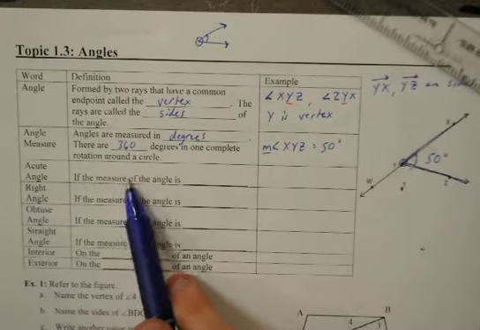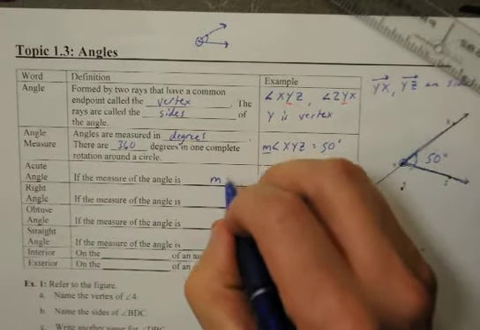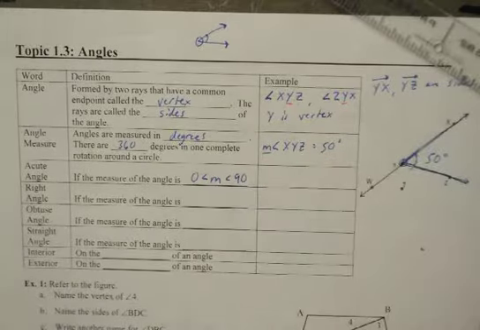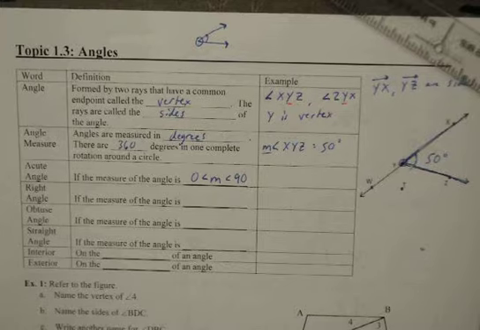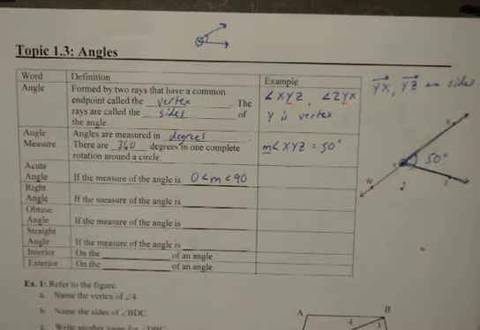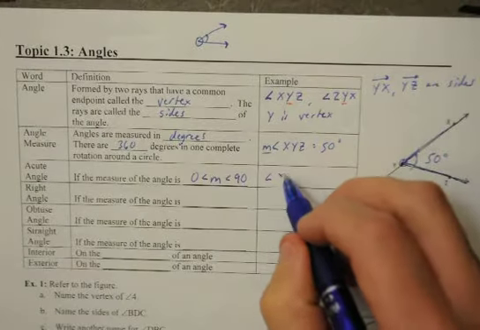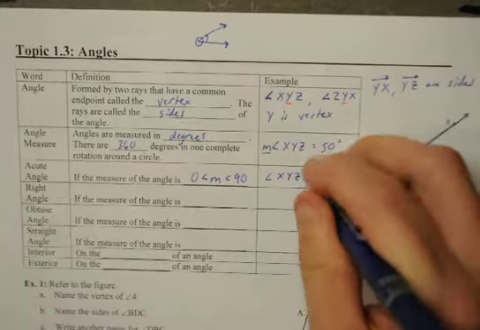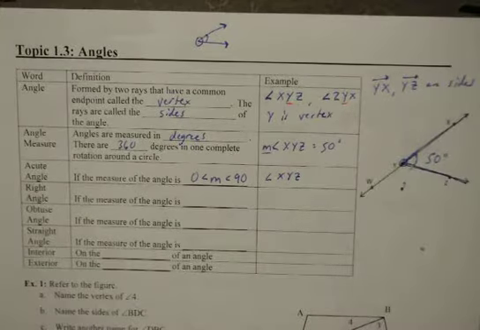An acute angle is if the measure is between 0 and 90, so not equal to 90, but between 0 and 90. That's an acute angle. So angle XYZ, being that it's 50 degrees, is acute. That's an example of acute.